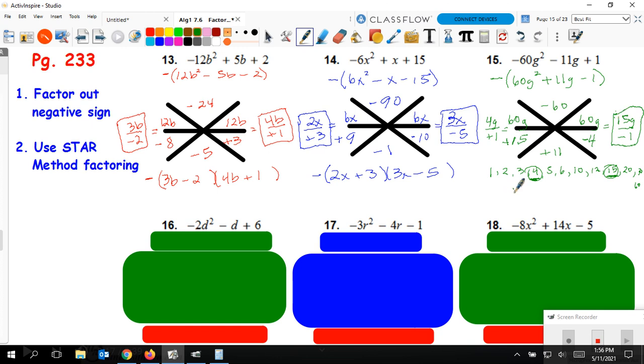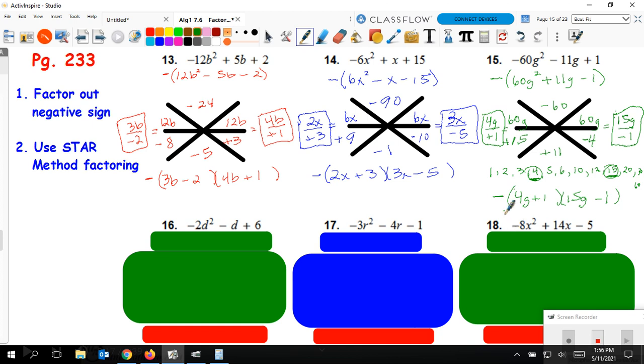So the two binomials that we'll get, and don't forget to put the negative sign in front like we had here. We can see it's going to be right here 4g plus 1 and a 15g minus 1. Alright, so that's our answer on this one.